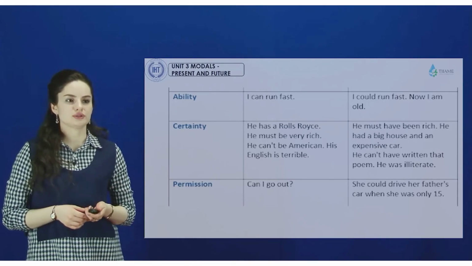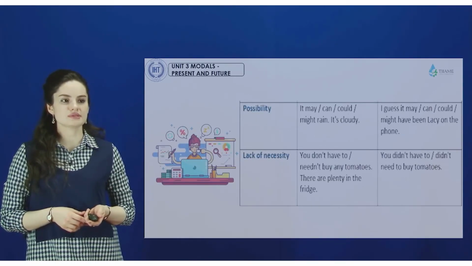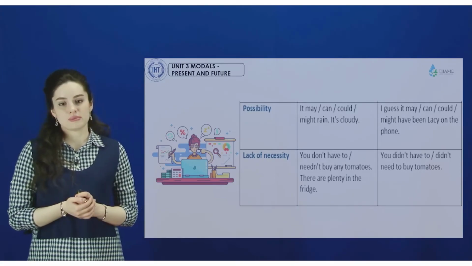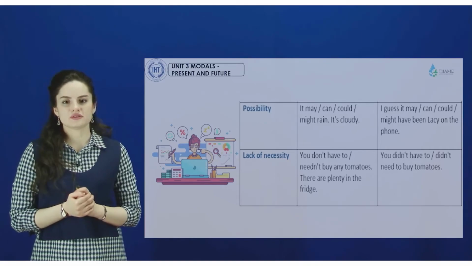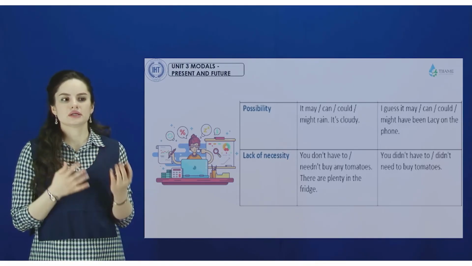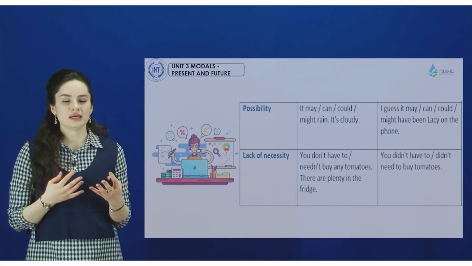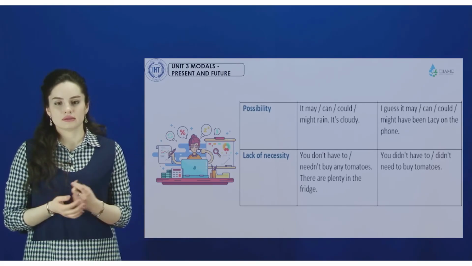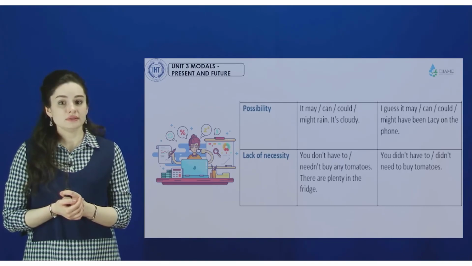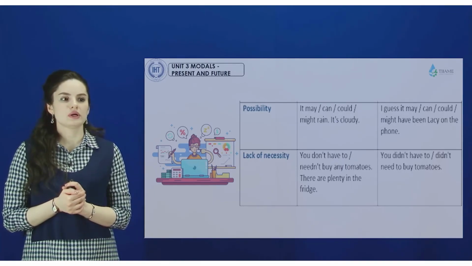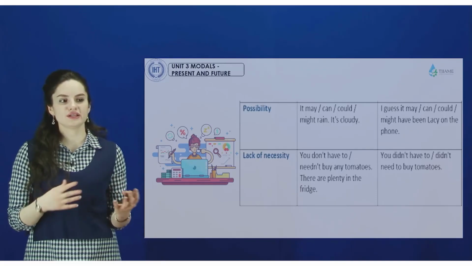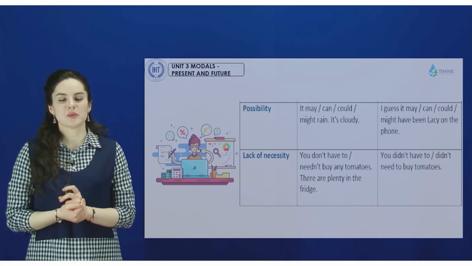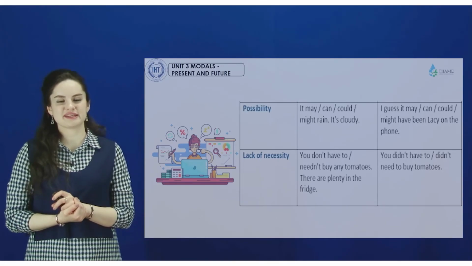So I recommend you to look through these tables. Here is some information also about possibility and lack of necessity. For example, may and can may have another meaning, especially can, and could and might are its past form. Lack of necessity is like don't have to and needn't. Here are some examples of modal verbs in present form and past form.